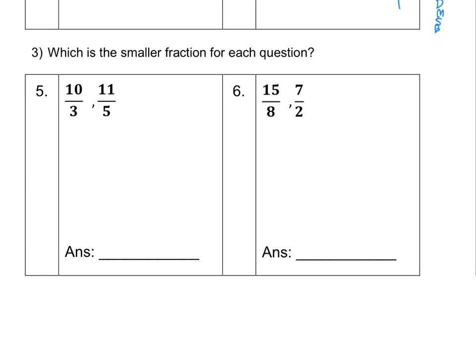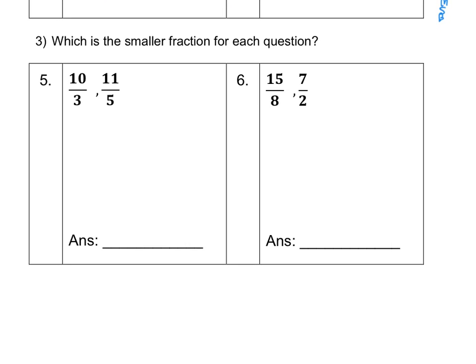Let's go on to question number 3 on comparing fractions. Okay, which is the smaller fraction for each question? Now I have 2 fractions here, 10 thirds and 11 fifths. In order to compare which is smaller, I need to ensure that what must be the same? The denominators must be the same.